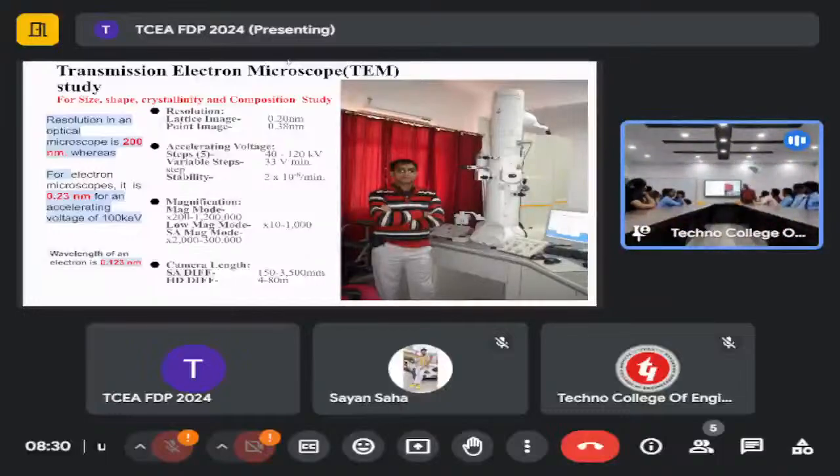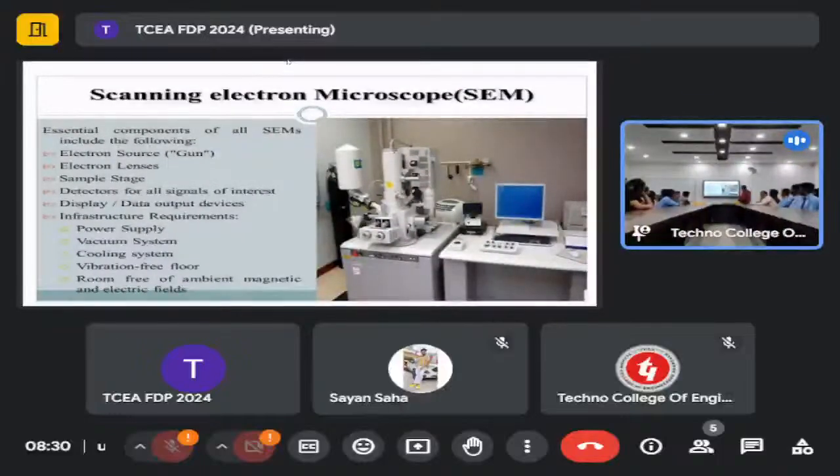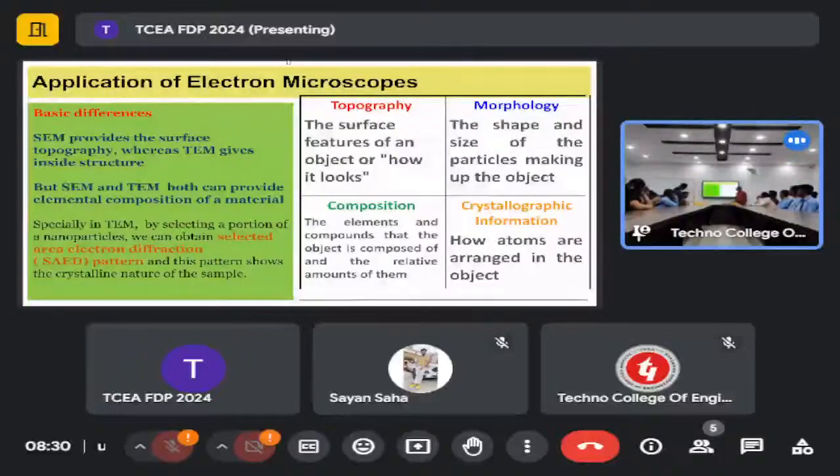There is only one such instrument available at NEHU, Shillong, in the whole Northeast. Only one instrument. We send our sample, we take our sample to NEHU, and we get the images from this transmission electron microscope. There is another electron microscope available at the Tripura University Central Instrumentation Facility, known as the scanning electron microscope, and with that also we can get an idea about the size of the nanoparticles.